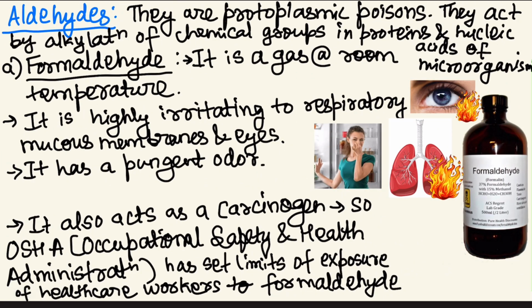Then we have the next group, that is aldehydes. They are protoplasmic poisons. They act by alkylation of the chemical groups in the proteins and nucleic acids of microorganisms. Under this we have formaldehyde, which is a gas at room temperature, and it is highly irritating to the respiratory mucous membranes and eyes, as you can see from the pictures given here, and it has a pungent odor. It also acts as a carcinogen, that is, it can cause cancer.